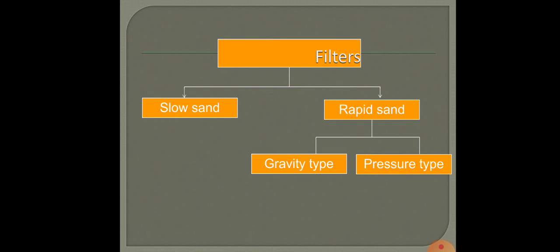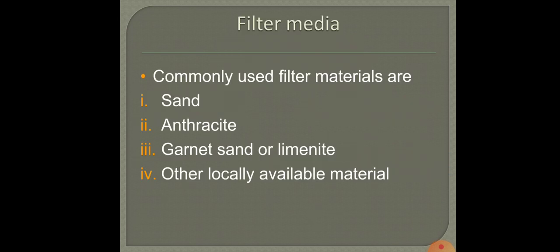So in the rapid sand filter, this is how the filtration process occurs. So this is how we can differentiate between a slow sand filter and a rapid sand filter. Now we'll discuss what are the various filter media that are commonly used.